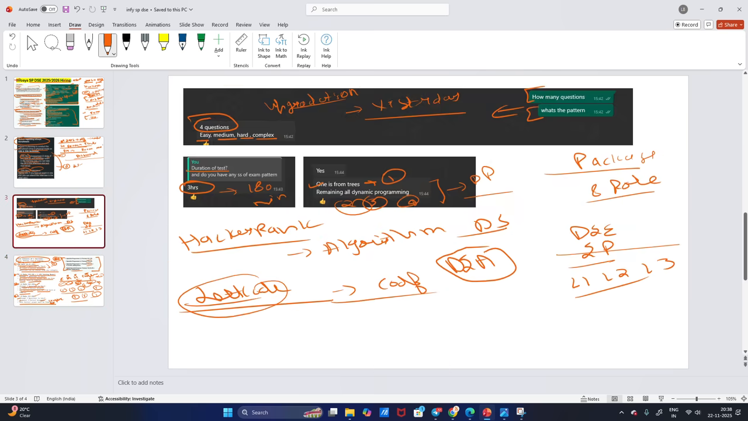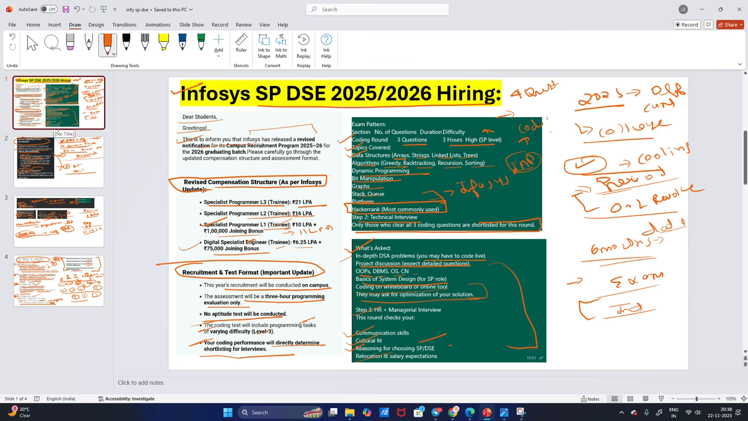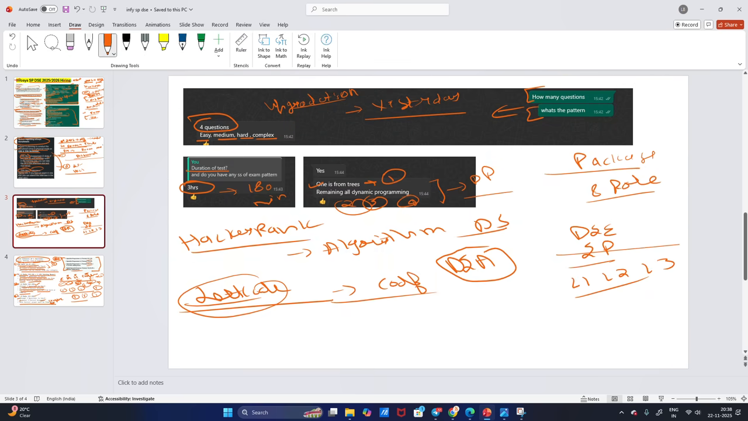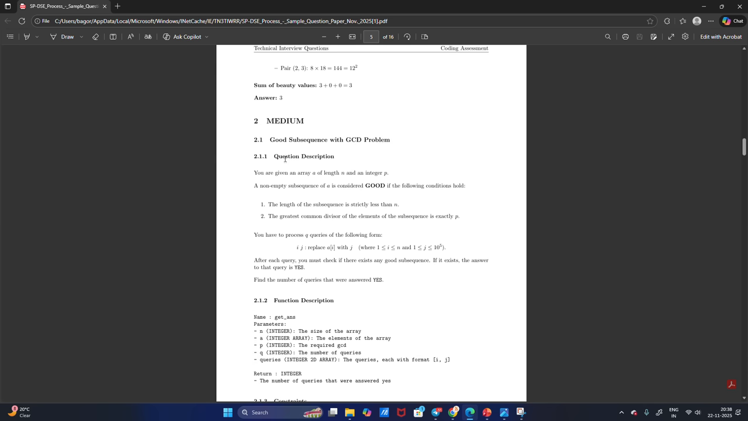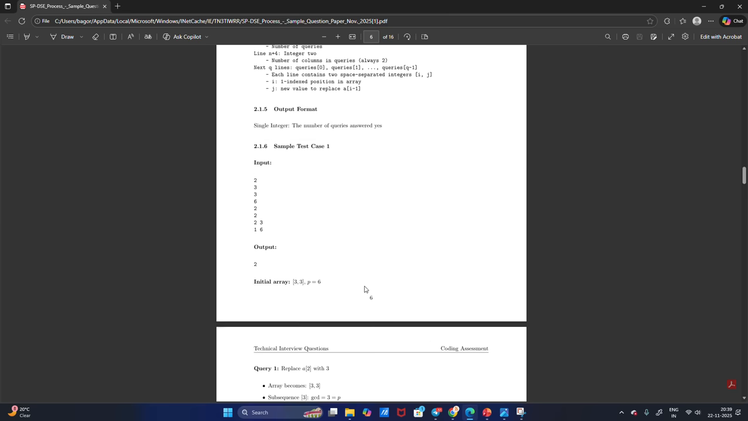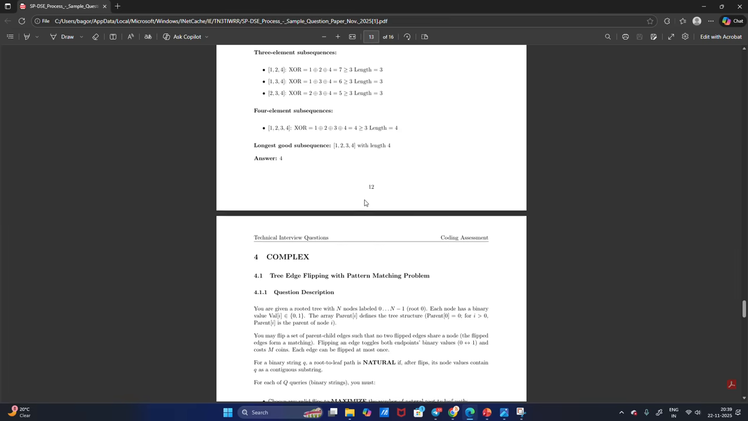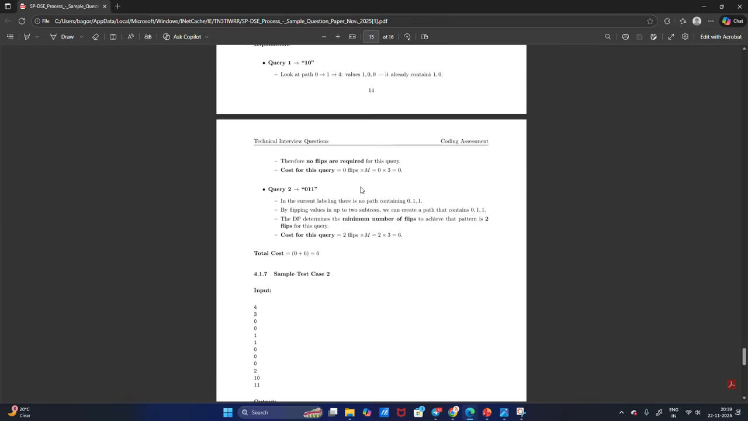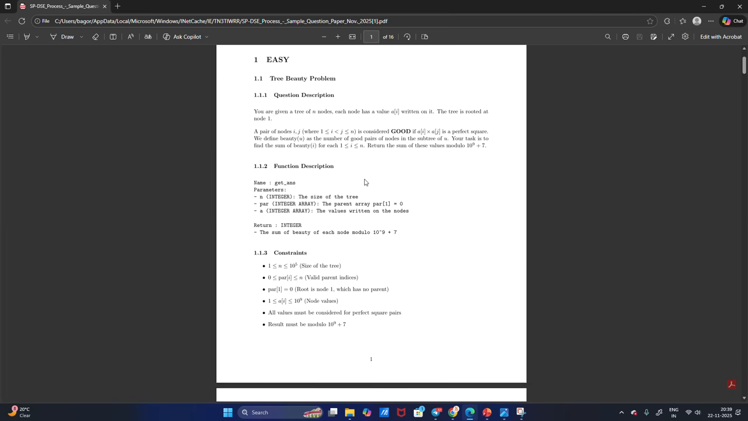So this is all about the Infosys preparation. Go to LeetCode, Codeforces or HackerRank, practice them and just crack the opportunity. On YouTube, you will find multiple videos related to PYQ, previous year questions. And one thing that I have to mention clearly, this is the PDF in which everything is mentioned. This is the medium level question, the question description, good subsequence with GCD problem. This is related to the medium question. If we see the hard question, hard will be related. If we see the complex question, question will be related. So I am sharing this PDF in the description. You can check it out.